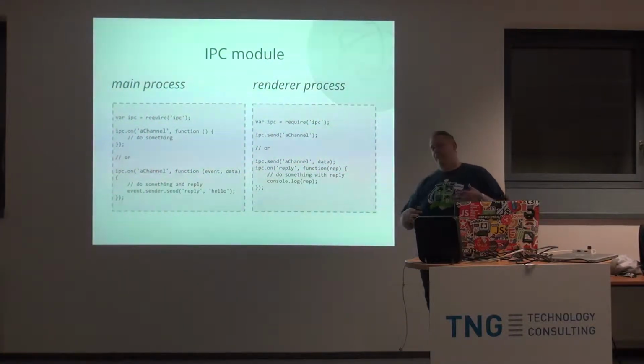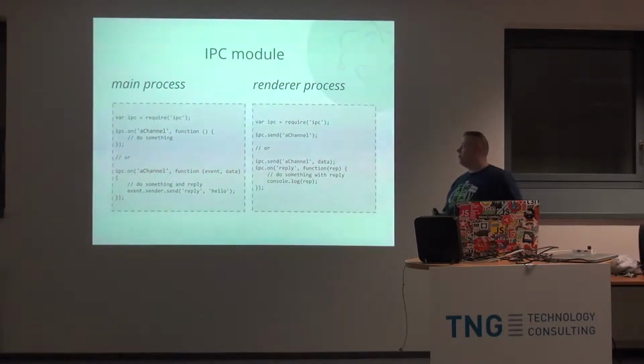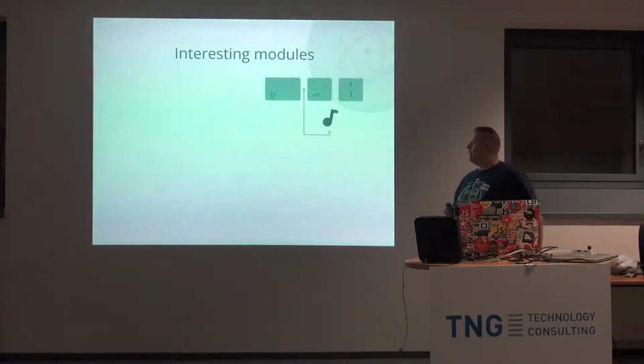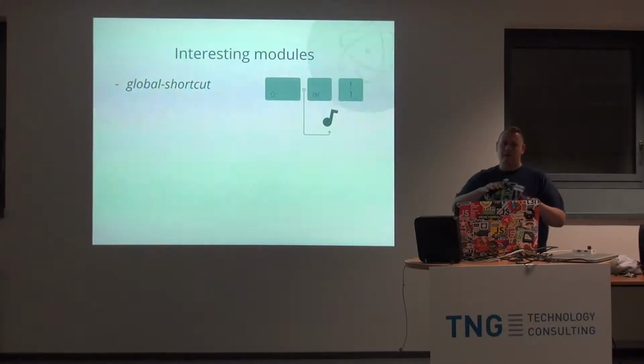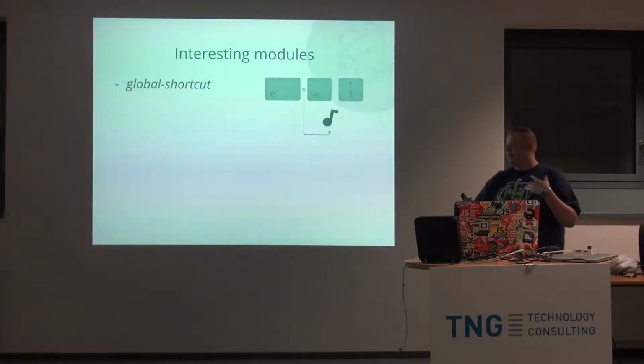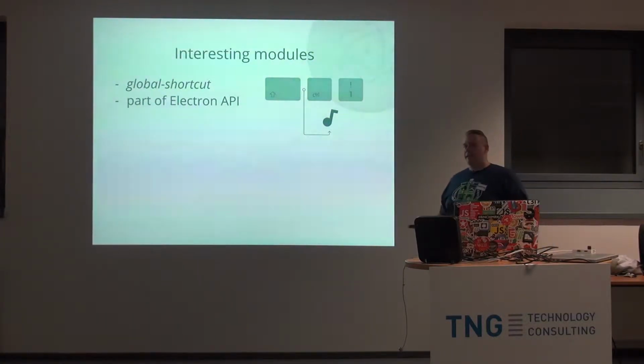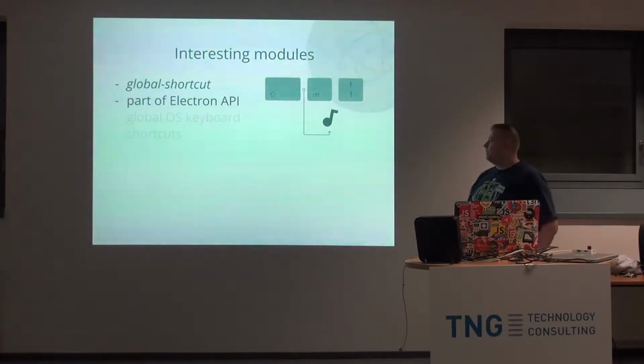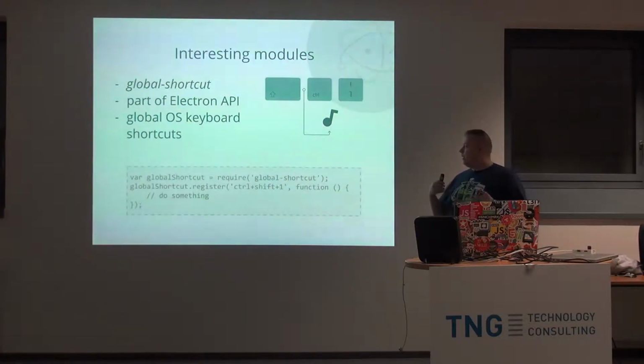There are, as I already said, quite a lot of modules, and I'd like to iterate through some of them just to see how vast that ecosystem is. A very interesting module is the global shortcut module. It allows you to bind your keyboard keys, shortcuts, to various actions. It's a part of the Electron API. It comes bundled. And how does it actually look?